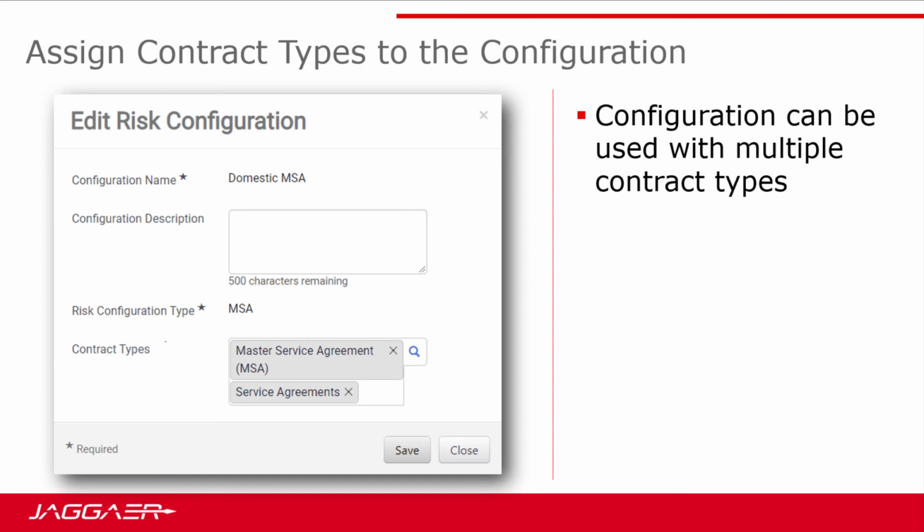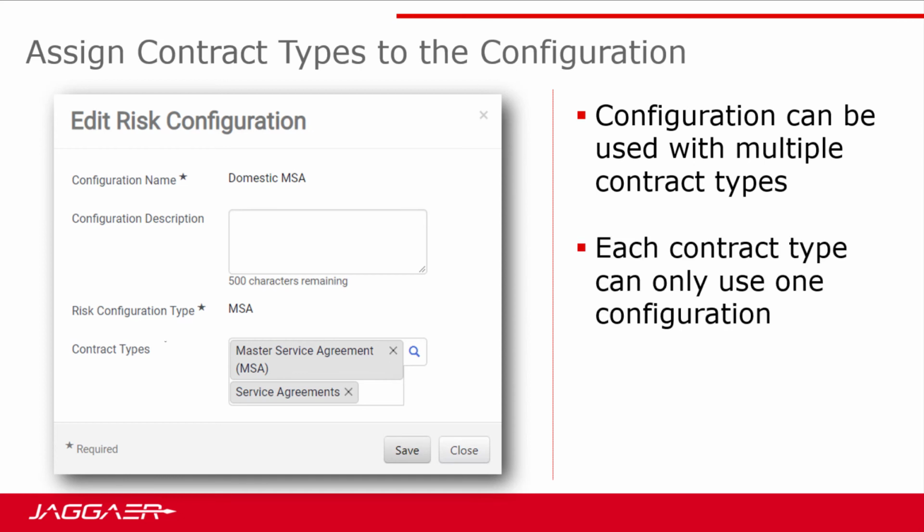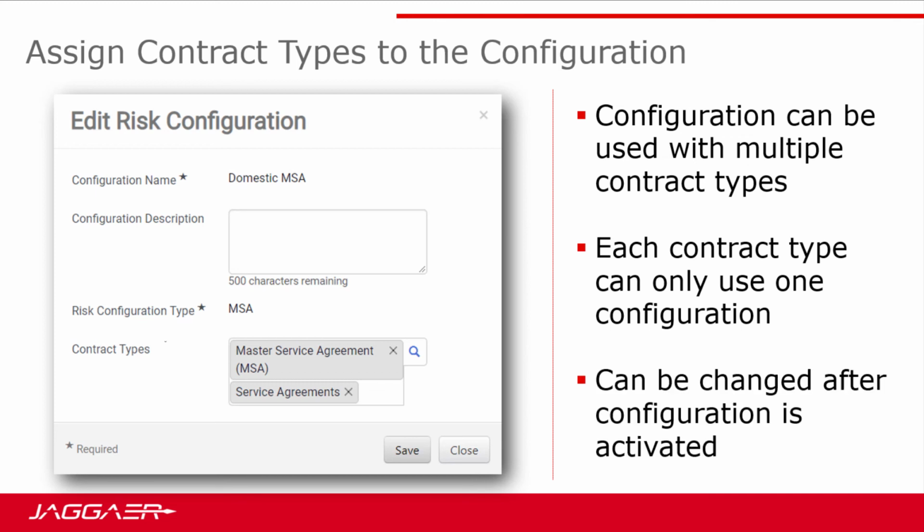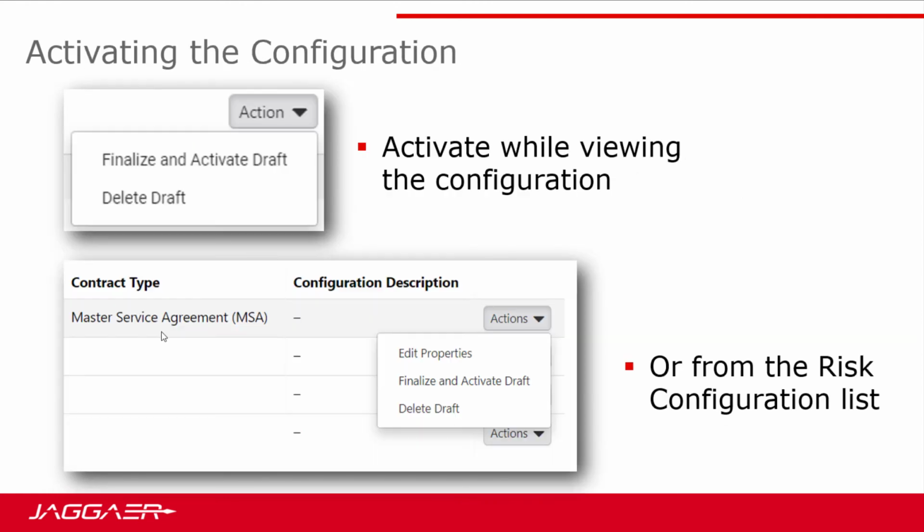in my organization. However, each contract type can only use one configuration, meaning that, as an example, since MSAs would now be tied to this specific configuration, they cannot also be associated to a different configuration. So just to clarify, the configuration can be used with multiple contract types, but each contract type can only use one configuration. The contract type association setting is also a setting that can be changed after the configuration is activated. So if you ever need to make a change here, that's totally fine. You can come in and edit the contract types.